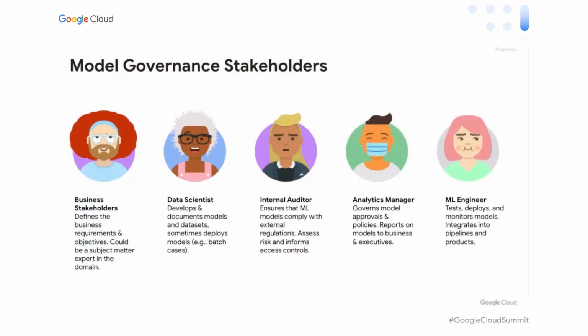There are multiple stakeholders with varying interests and responsibilities in establishing a model governance process. For example, a data scientist who experiments with various models and deploys them has the responsibility to document model artifacts, the metrics, parameters, and the context around the training data and the model's potential use cases.